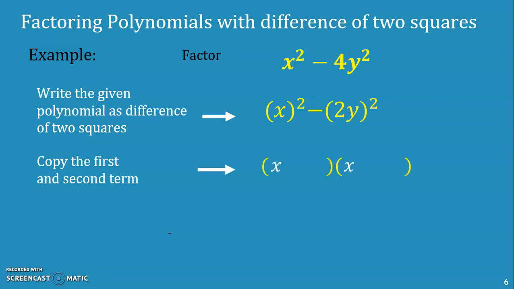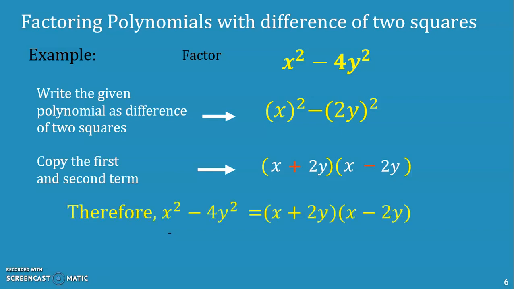So, our first term, second term, then ang sign, kailangan dito sa unahan ang sum or the positive or plus. Then, dito sa pangalawa ang minus, the sum and difference of 2 squares. So, ibig sabihin, ang factored form natin ng x squared minus 4y squared is x plus 2y times x minus 2y.